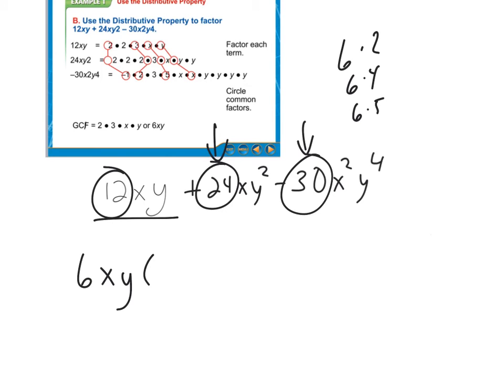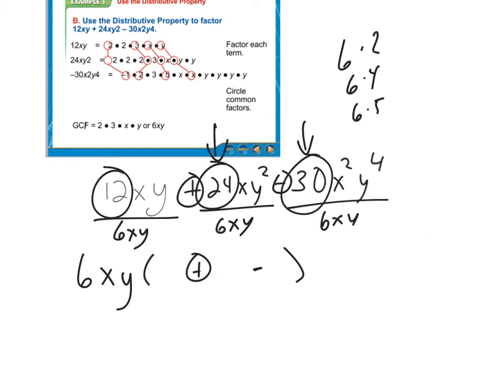Now we've got to figure out what's left. And we're going to have 3 terms because we're going to divide each of these by 6xy. And notice my signs are the same. There's a plus there and a minus there, so I got to have a plus and a minus.